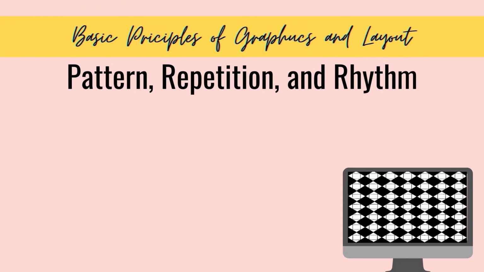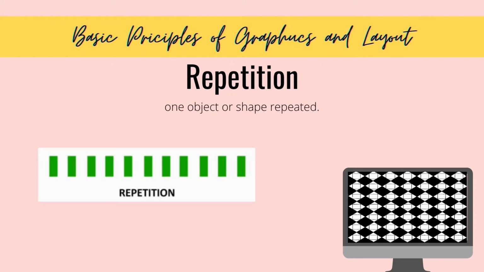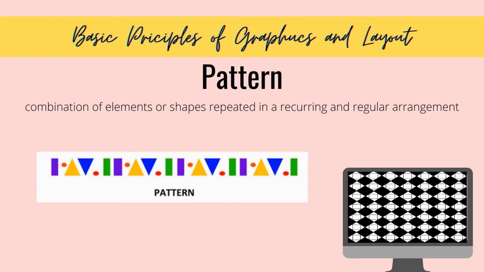Pattern, repetition, and rhythm. To differentiate the three terms, repetition refers to one object or shape repeated. So, gumagamit lang siya ng isang object. For example, rectangle. So, paulit-ulit lang siya ng rectangle. While yung pattern, combination of elements or shapes repeated in a recurring and regular arrangement. So, for example, you chose circle and triangle. So, paulit-ulit lang siya. Circle, triangle, circle, triangle.